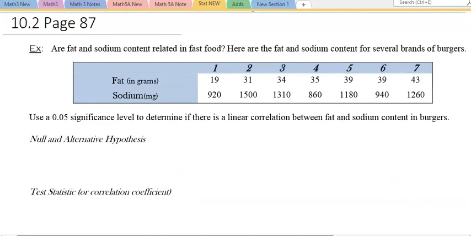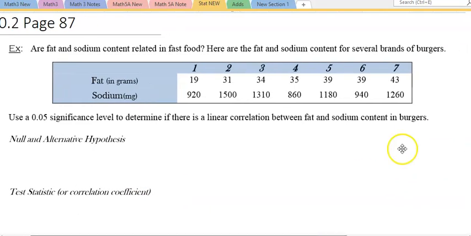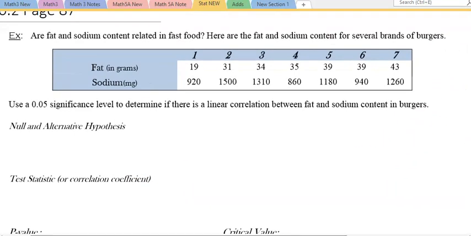Here we are. And let's look at this problem. They're asking the first question: are fat and sodium content related in fast food? Here are the fat and sodium contents of several brands of burgers. I'm going to input them in the calculator and I'll be right back. So, use alpha equal 0.05 significance level to determine if there is a linear correlation between those.